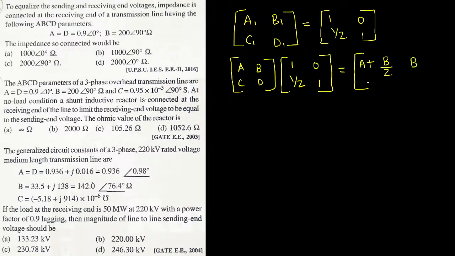Next, C into 1 will become C plus D upon Z. Next, C into 0 will become 0. It will be D. So this is the complete ABCD parameter. This value is only given in your examination.